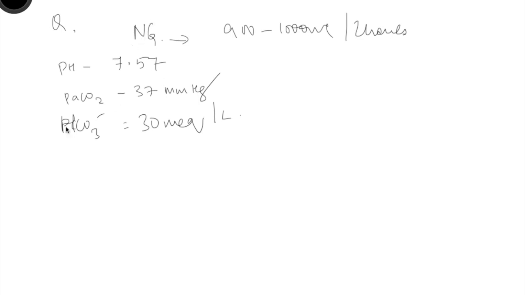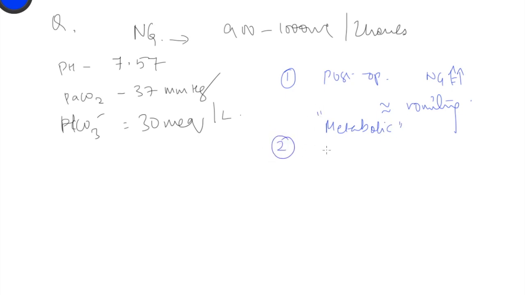Okay, so again let's start our 5-step procedure. The first step is that the patient is a post-op patient, and the patient is having a lot of stuff coming from the NG tube. So I would say you could equate it to vomiting. It's as good as vomiting. The patient is throwing up a lot. So do you think it's a respiratory problem or a metabolic problem? It is more likely a metabolic problem. Fine. Next, you should look at the PaO2, which is not given here, so that's okay.